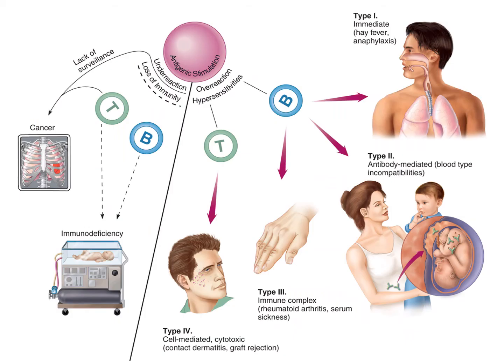So far, I have gone through overreactions and hypersensitivities in terms of allergy, autoimmunity, and transplant rejection, where the immune system is responding when it shouldn't respond. The last thing I want to talk about is underreaction. Underreaction is when your immune system is not responding when it should respond. And remember, your immune system is mainly responsible for protecting you from cancer and from infection.